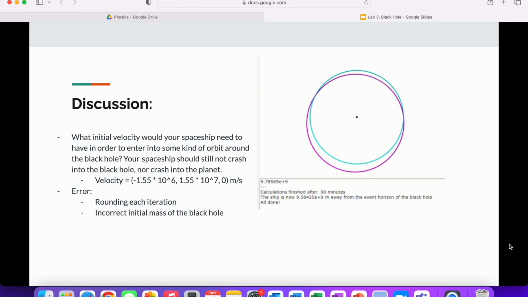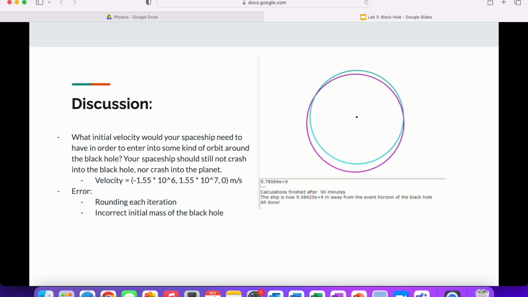So what initial velocity would your spaceship need to have in order to enter into an orbit around the black hole without crashing into the black hole or the planet? Through trial and error, I found that the velocity would have to be negative 1.55 times 10 to the 6, 1.55 times 10 to the 7 meters per second. And you can see my model on the right, which was finished after 90 minutes.